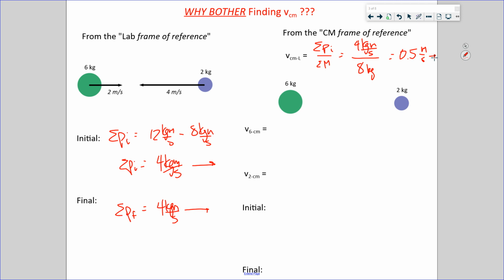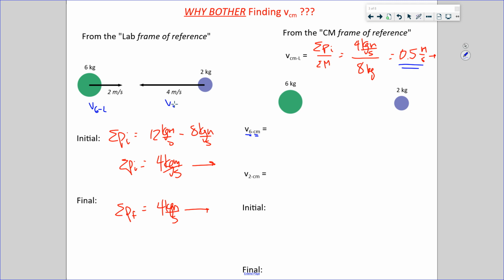Now, we're going to look at the velocity of each one of these objects. Notice the velocity of the 6 kilogram relative to the center of mass. Here's the center of mass's velocity. The way you handle relative velocity questions like this is you could say, V6 relative to the center of mass. Well, this is V6 relative to what I'll call the lab.